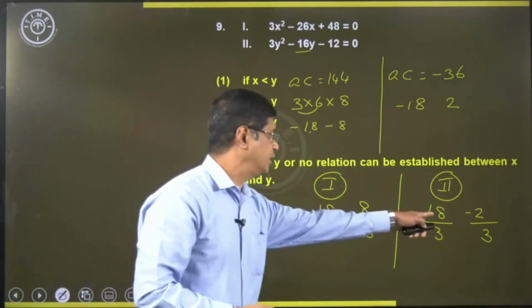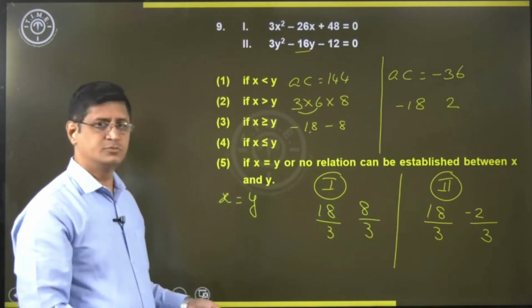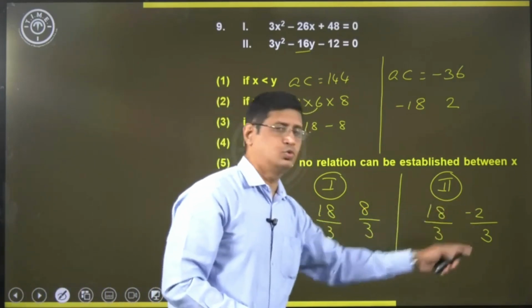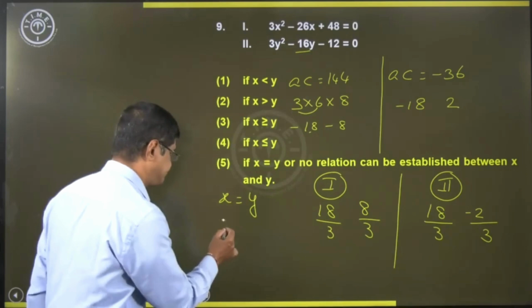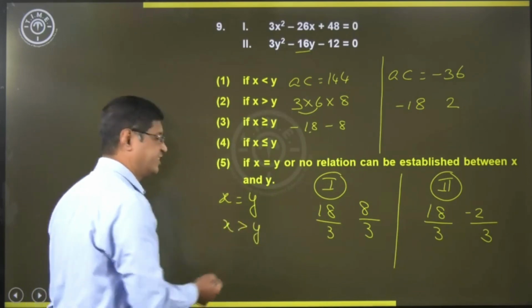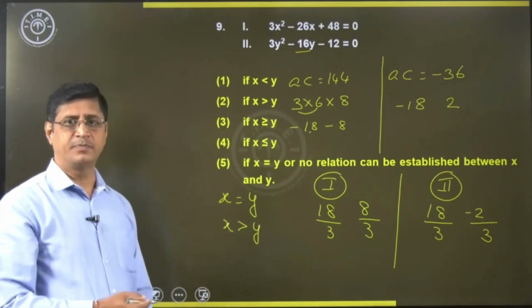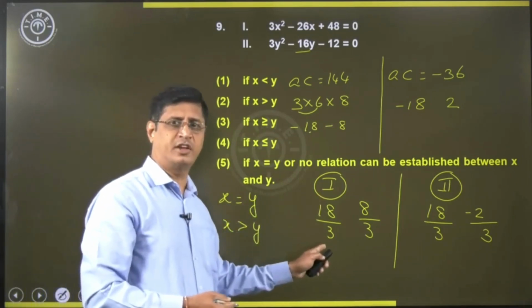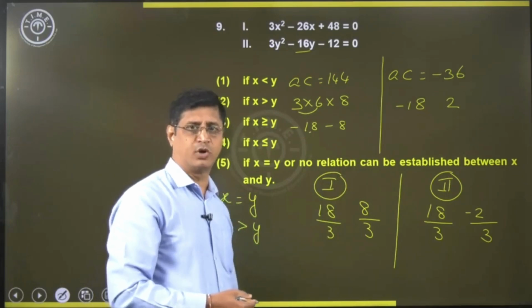18 and 18 are the same values, so both are equal. Now 18 and minus 2, 18 is greater. So x is greater than y, x is equal to y, by observing the first root of the first quadratic equation with both the roots of the second quadratic equation.